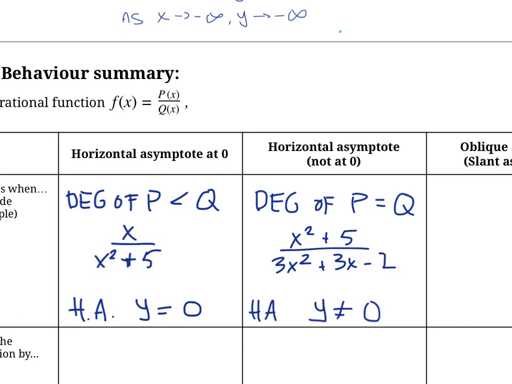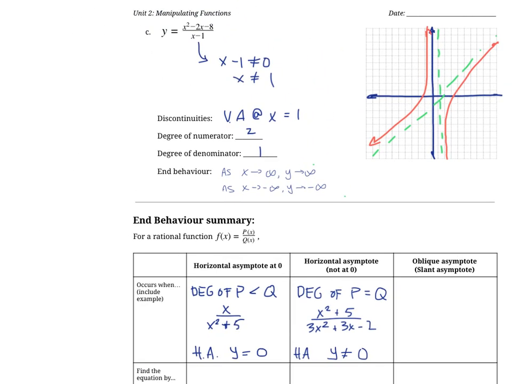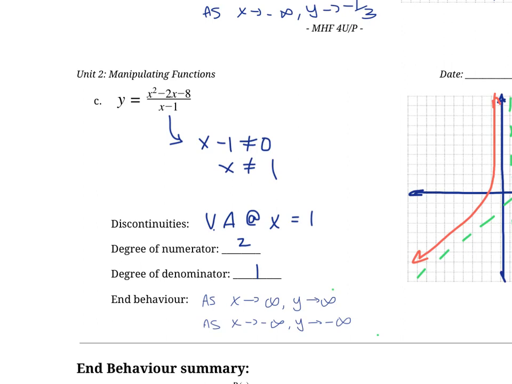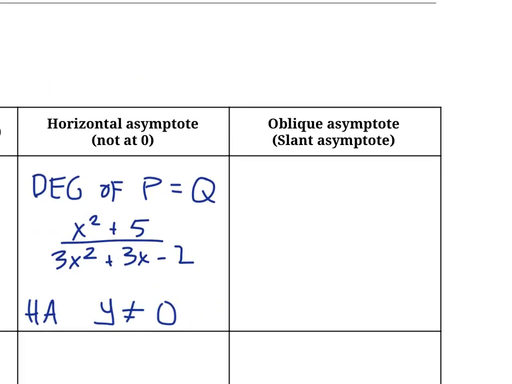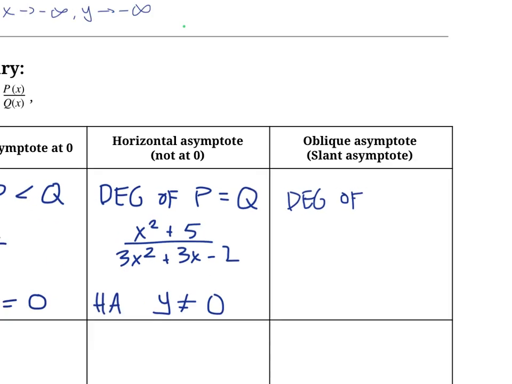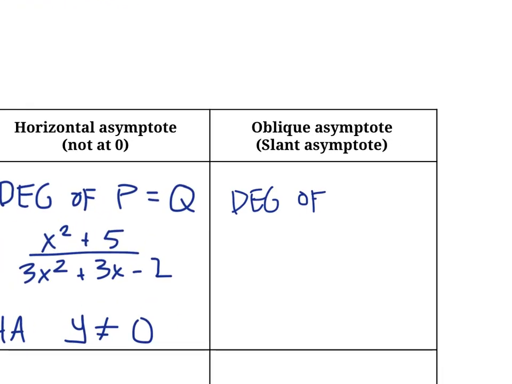And the last case, we get an oblique or slant asymptote whenever the degree of the top is larger than the degree of the bottom. So in this case, we had a degree 2 over a degree 1. And what this does, so let me write that down first. The degree of P, in this case, is going to be greater than the degree of Q, right? When the top has a larger degree than the bottom.